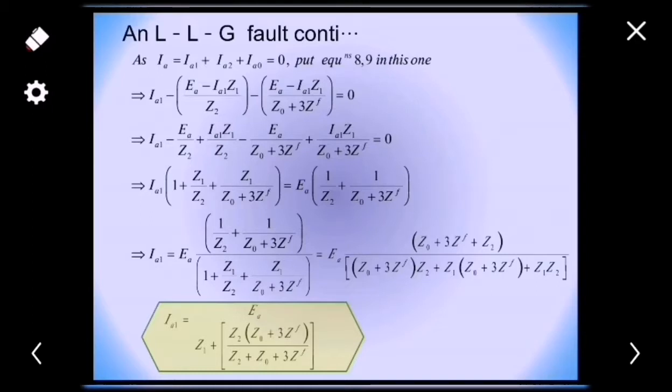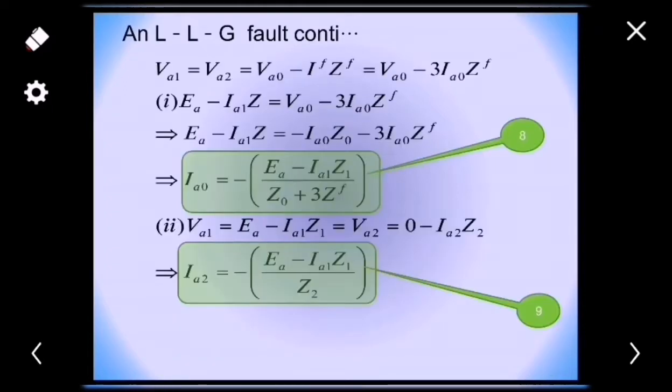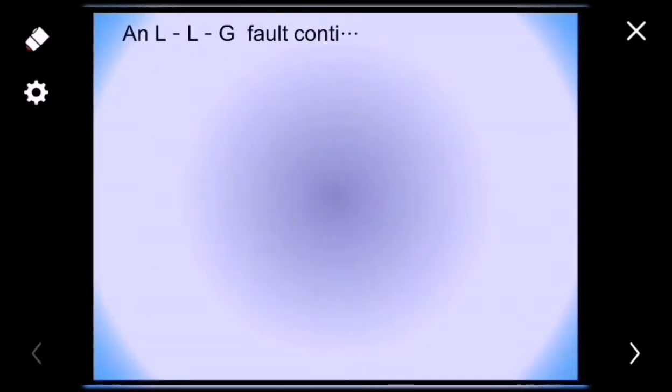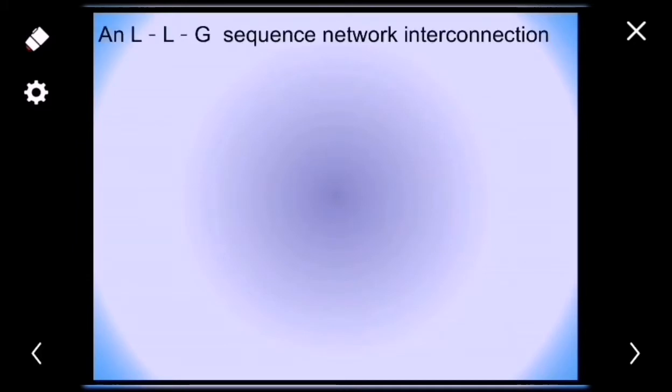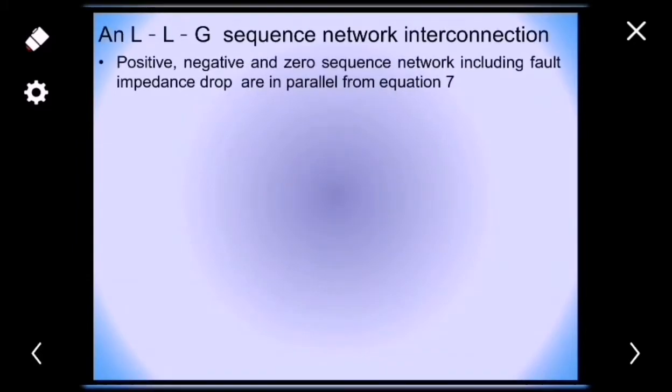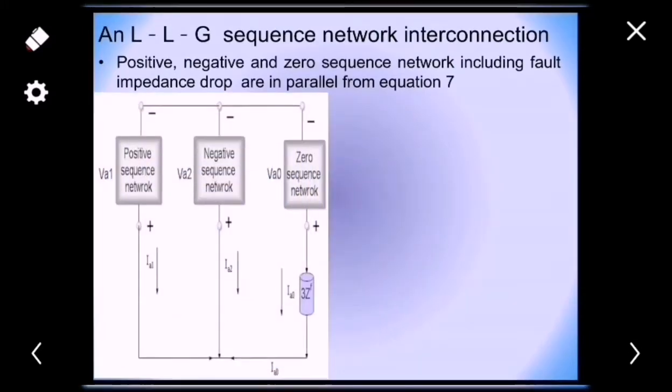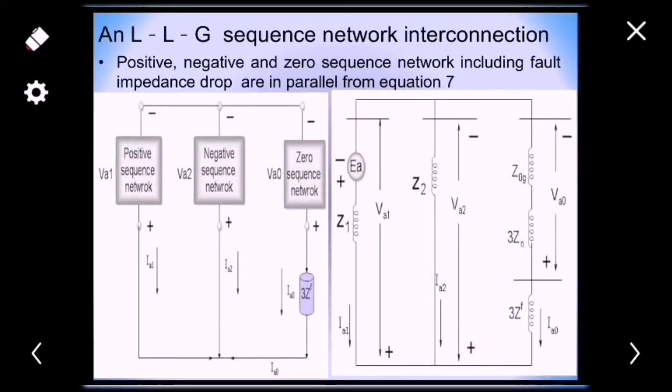So let us take a look back at the sequence network interconnections. From that we will have an idea how to apply the current divider rule. So this is the sequence network interconnection. Now IA1 is the incoming current. IA2 and IA0 both are also getting injected, so we can consider the outgoing currents as minus IA2 and minus IA0. Now the total current is IA1, and that is getting distributed into minus IA2 and minus IA0 as the outgoing currents. How to apply the current divider rule?